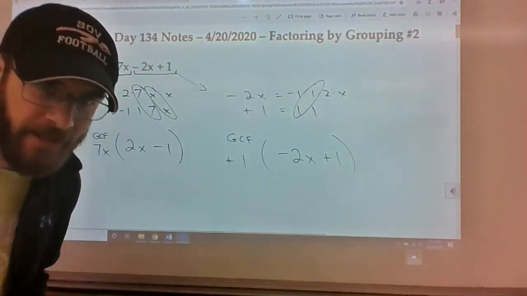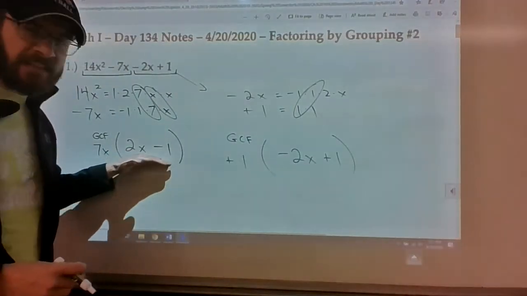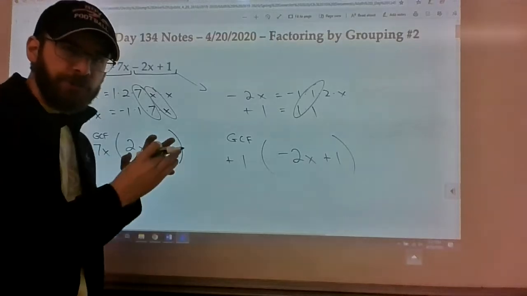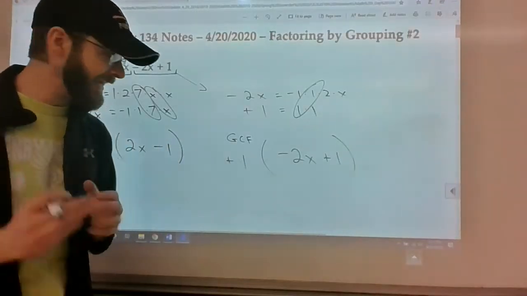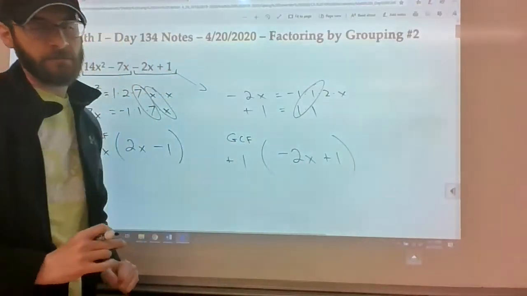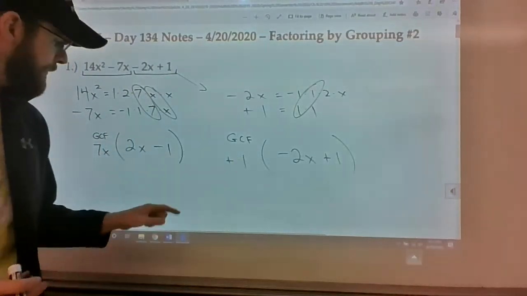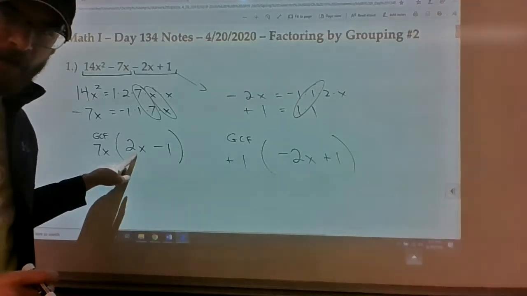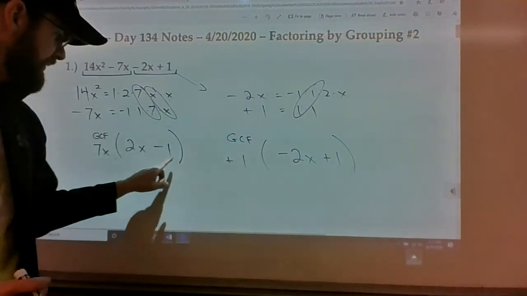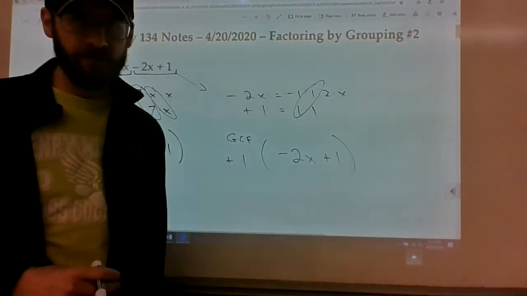Now there's a problem here. The leftovers, in order to do the reverse of the distributive property, have to be identical. They have to be identical. So something went wrong here. I mean, they're really close. This is positive 2x. This is negative 2x. This is negative 1. This is a positive 1.